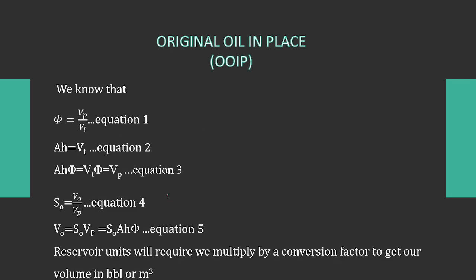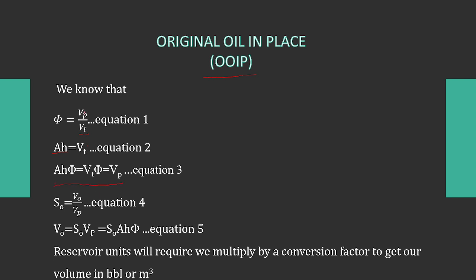Okay. Another thing that we would be looking at is what we call the original oil in place. Now, we said that porosity was equal to the volume of the pores divided by the total volume of the sample. When we are dealing with the reservoir, we can see that the volume of the reservoir is equal to its area times the height, to give us the total volume of the reservoir. So I can replace the Vt in equation 1 with the A times H here. Or I can just make the Vp, the volume of the pores, the subject. So that's what we've done over here in equation 3.